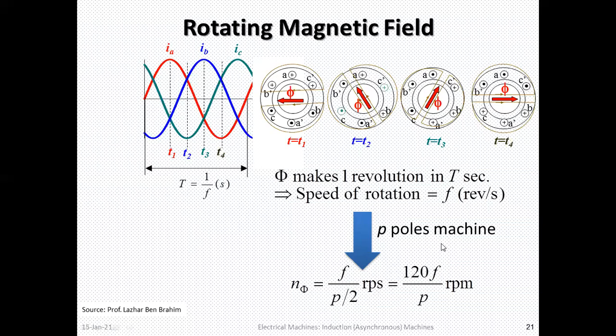If you convert it into rotation per minute, we have to multiply by 60. The 2 will go upside, multiplied by 60. So this speed will be 120 f by P, and this speed is also called the synchronous speed. The stator rotating magnetic field of the machine will run at this speed, and this speed is called synchronous speed.